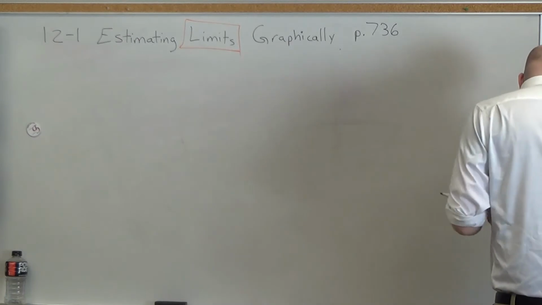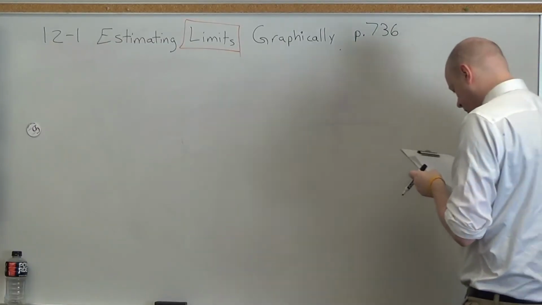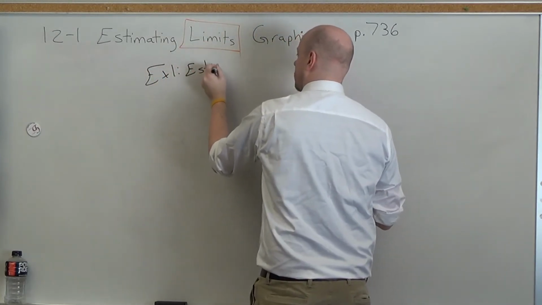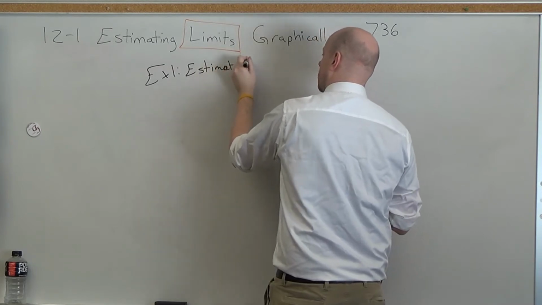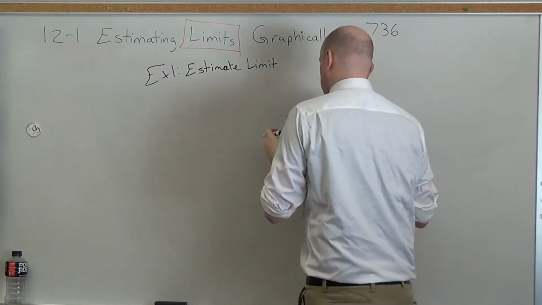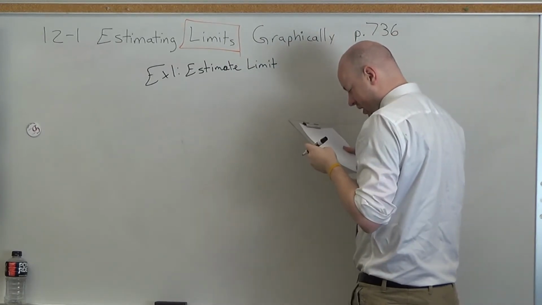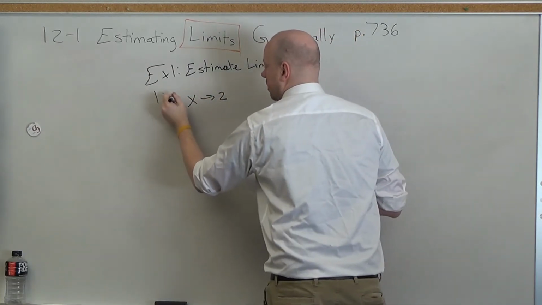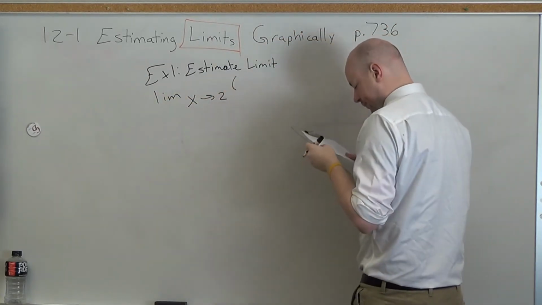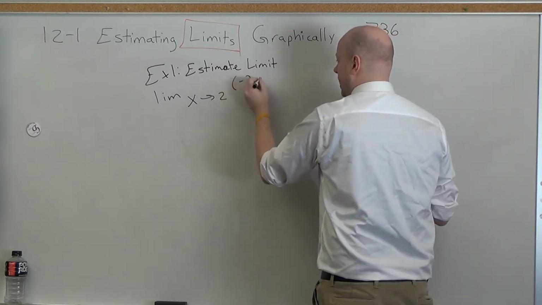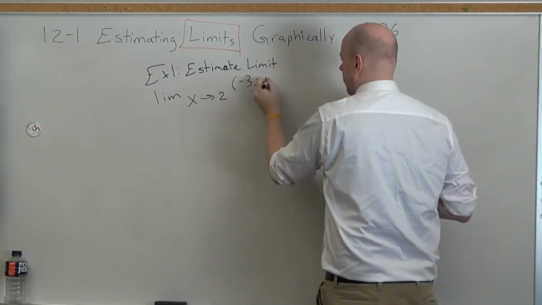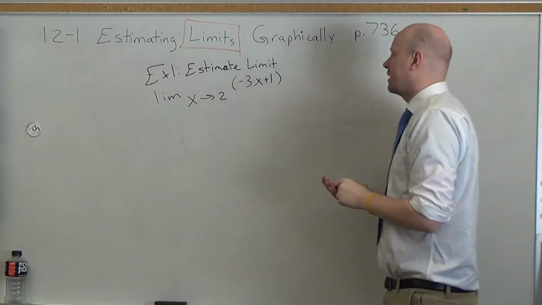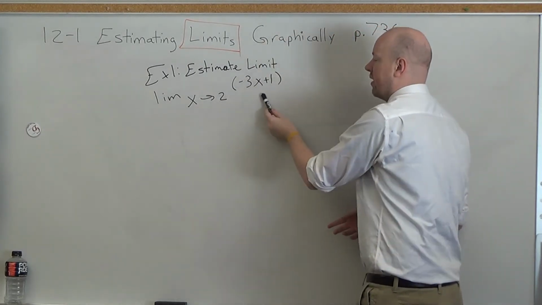So let's get right into it. Example 1. Estimate the limit as x approaches 2 of negative 3x plus 1. Okay. So we're going to estimate the limit as x approaches 2 of negative 3x plus 1.